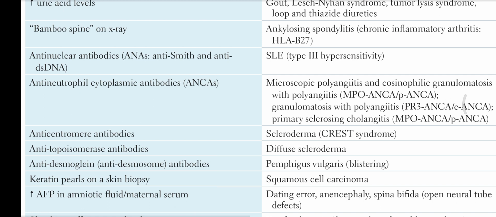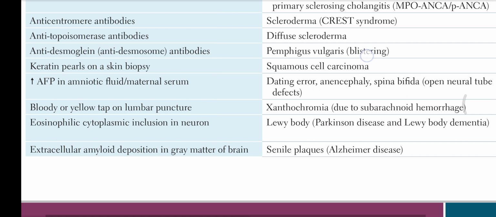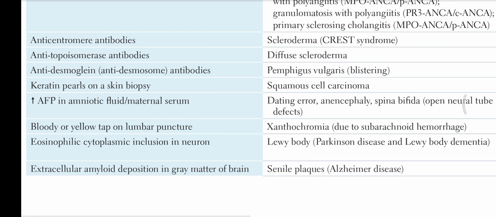Anticentromere antibody is seen in scleroderma, that is CREST syndrome.